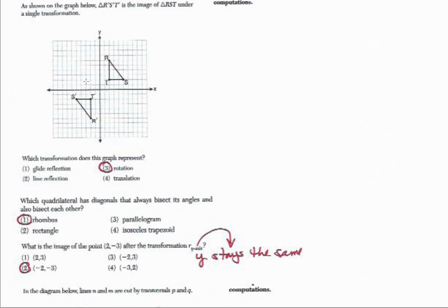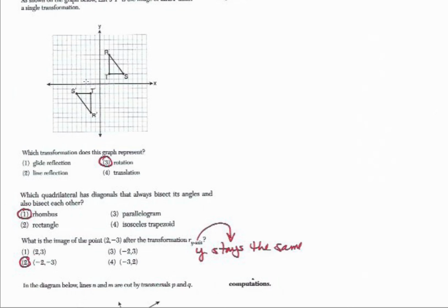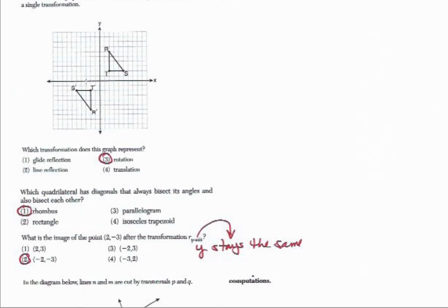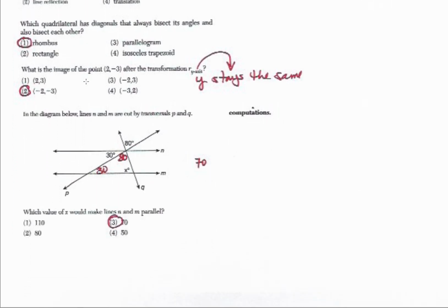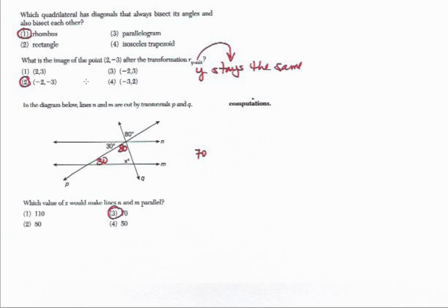And hopefully you can look at that and recognize that that's a rotation. All right, next one. Which quadrilateral has diagonals that bisect its angles and also bisect each other? Well, the parallelogram's diagonals bisect each other, but bisecting the angles is only true in a rhombus or a special rhombus, which is a square, but that's not a choice. So rhombus is the correct answer.